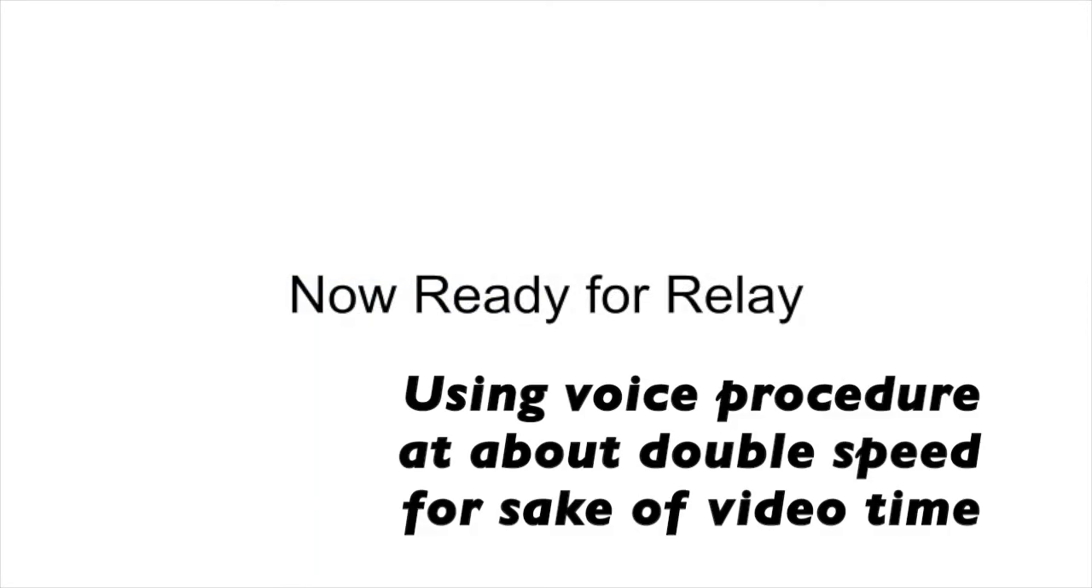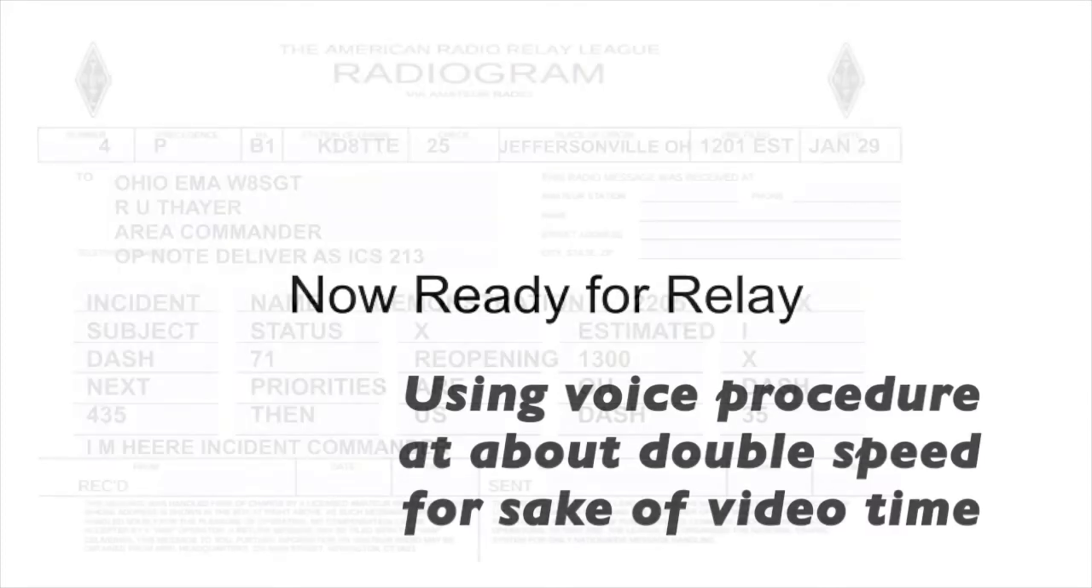Now we can move on to the point where we relay, actually transmit the message from station to station. So station KD8TTE has the message and net control has told KD8TTE to send the message to W8OMR.